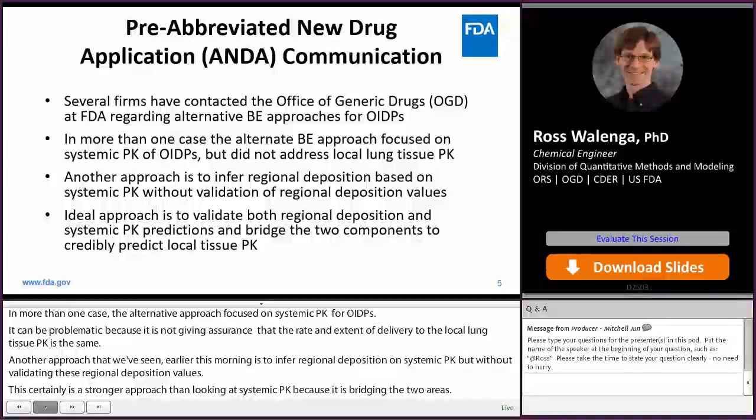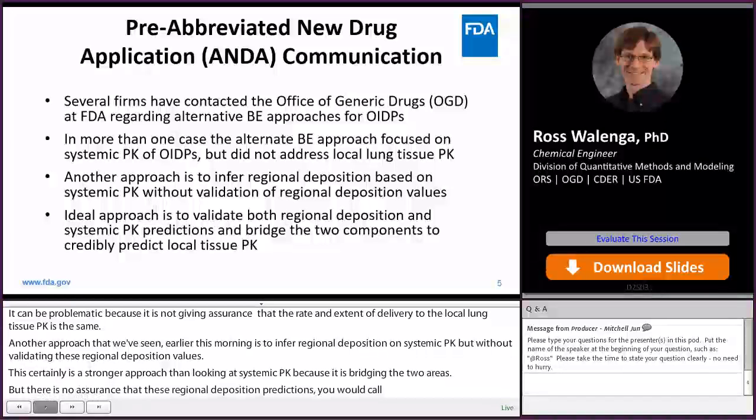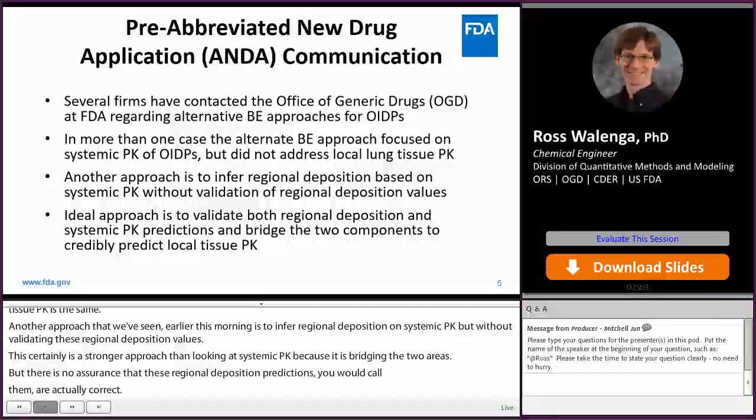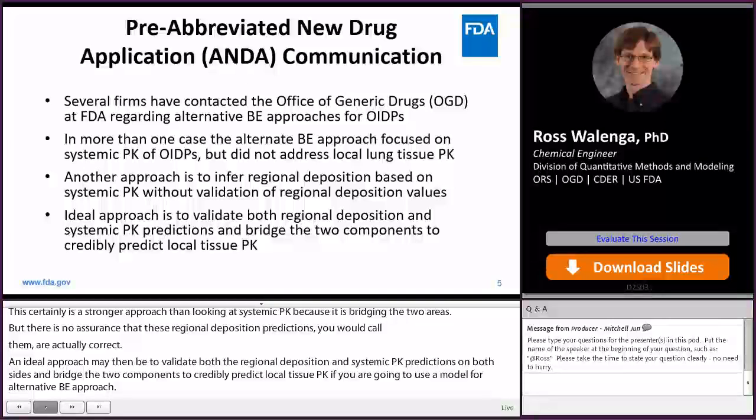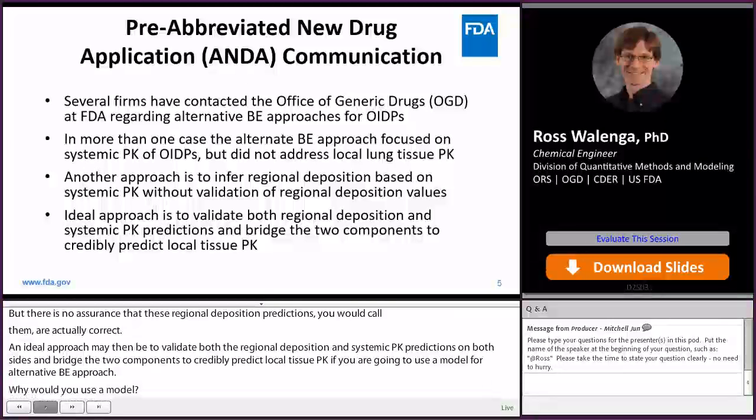So an ideal approach may then be to validate both your regional deposition and systemic PK predictions on both sides, and then bridge these two components to credibly predict local tissue PK if you're going to use a model for your alternate BE approach. And why would you use a model? Well, for alternative BE, you may have several in vitro and in vivo studies, like we mentioned, but none of them are likely to actually measure tissue concentration at the site of action.